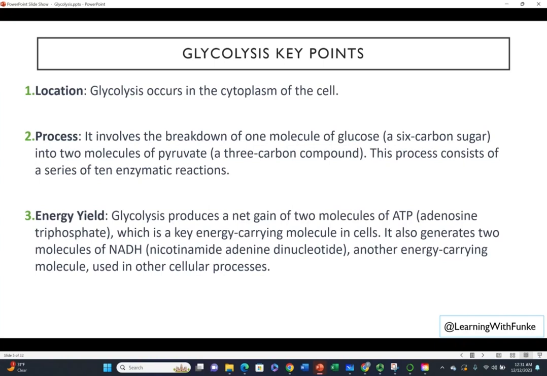And in terms of the energy yield overall, it is important to know this. We have a net gain of 2 molecules of ATP. And ATP is a very key energy carrying molecule in cells. So it's important to know that we have 4 total, but 2 net ATP. It also generates 2 molecules of NADH, which is another energy carrying molecule, as we'll be seeing downstream of the process as we go on in the lecture.